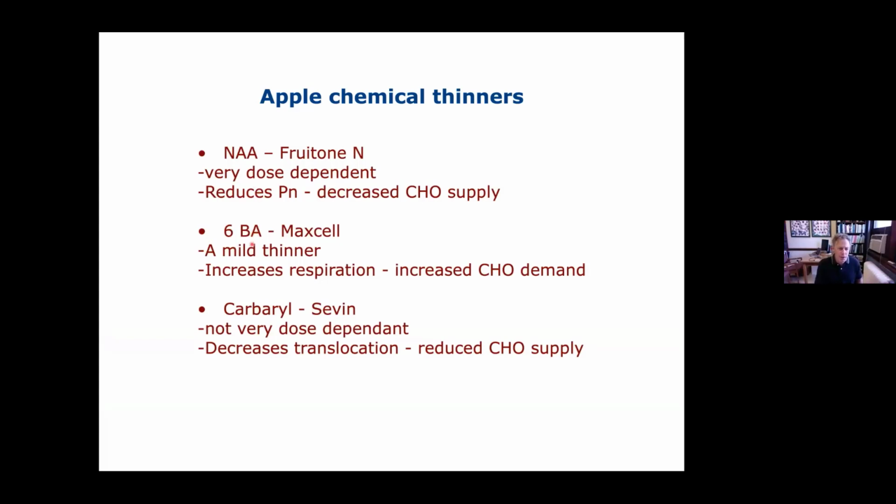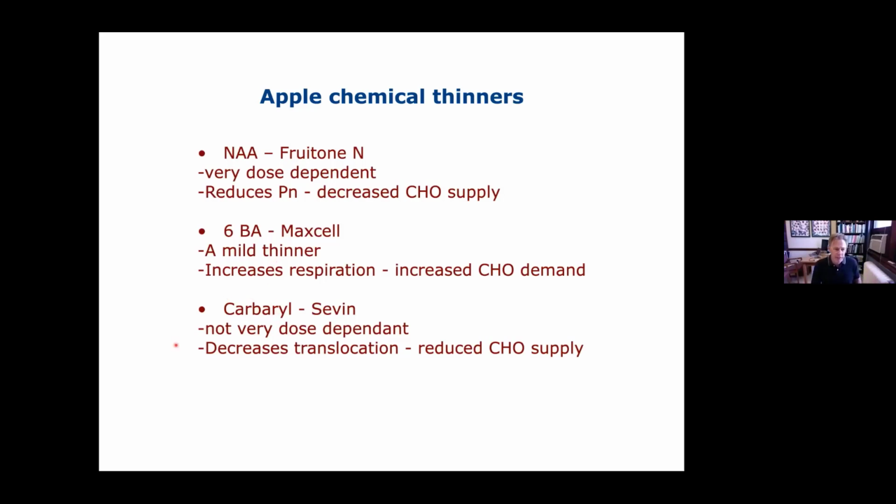Then we have our materials that have cytokinin in them, 6-benzyladenine. And these are materials like Maxcel. And this is a much milder thinner. What it does, it increases respiration in the fruit. So fruit are respiring, right? They're burning up energy. And so if you increase respiration, they're burning up energy faster, which means they have an increased demand for carbohydrate. There's less left over, so it increases the competition, more fruit drop off, okay?